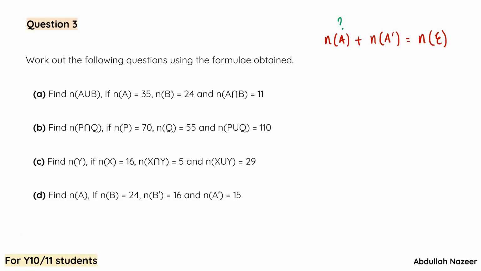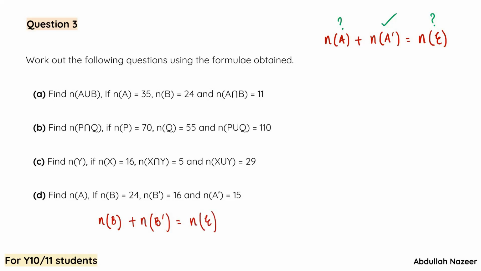We have n(A complement), so this is being given, but we do not know n(universal set). So in here we have two unknowns in the same equation, which means we can't solve it directly. We need to find the number of elements in the universal set for us to find n(A). So to find the number of elements in the universal set, we use the set B. So we can rewrite the same formula. We can say number of elements in set B added to the number of elements in the complement of set B should also be equal to the number of elements in the universal set.